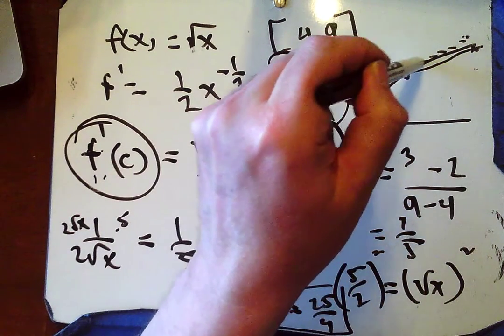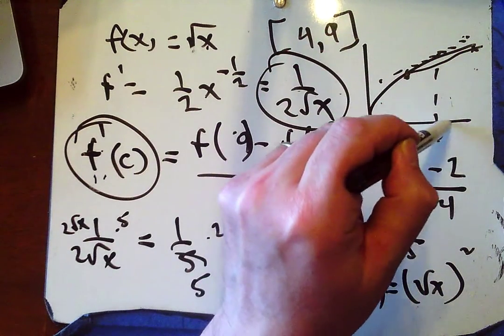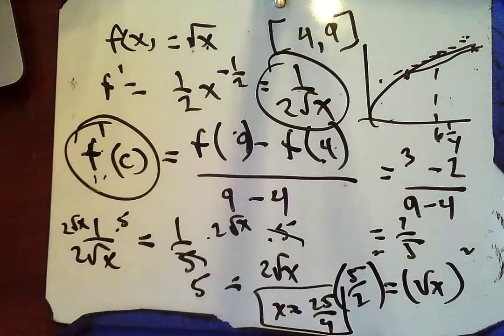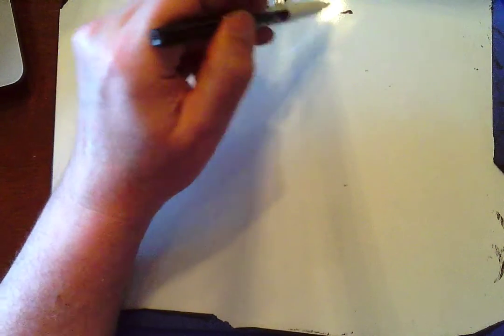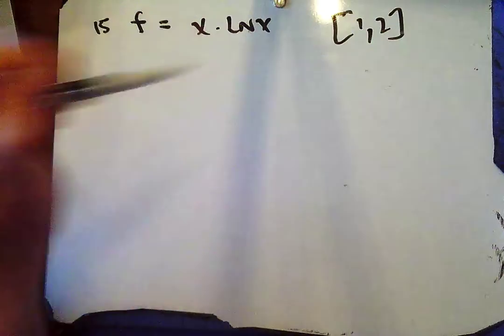That slope will be the same as this slope at 6 1/4. Okay, and let's do the same thing with a slightly more complicated looking function, number 15. Number 15, we're told that f equals x times ln of x on 1 to 2.